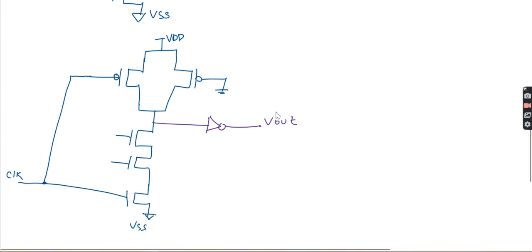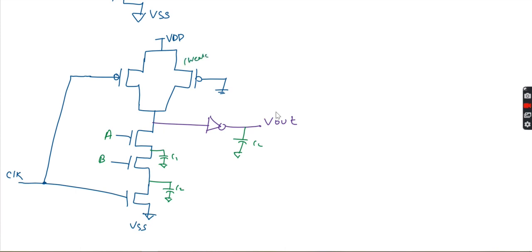If this is the Vout, you should think that always here we will have one load capacitance there. Then we'll have the internal load capacitance. Here also we'll have the internal load capacitance C1, C2. Then I will say this is A, this is B. And this will be your weak PMOS, as I mentioned.